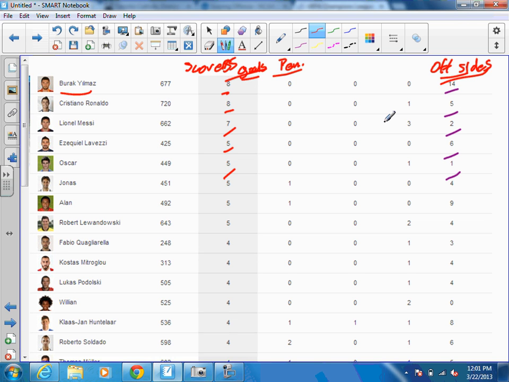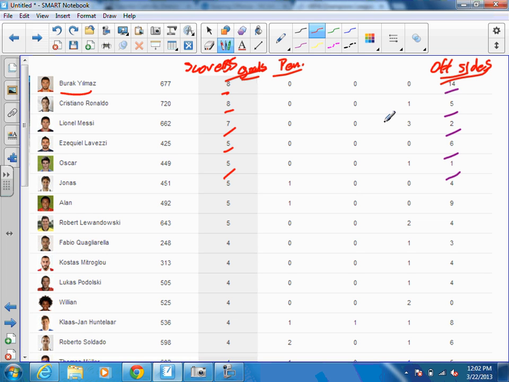Not really. If I'm offside, I can't get a goal. But if I do get a goal, does that create an offside or take one away? It just makes it worse, right? So these aren't really related pieces of data, but what we're going to try to find out is if there's a relationship between them. Scatter plots will help us find relationships.